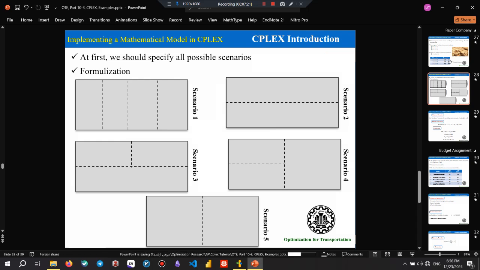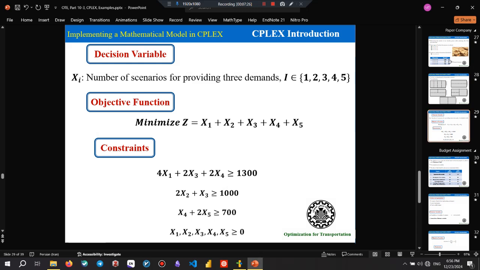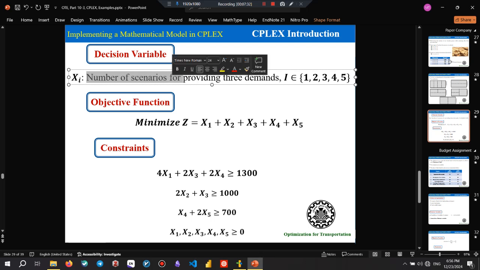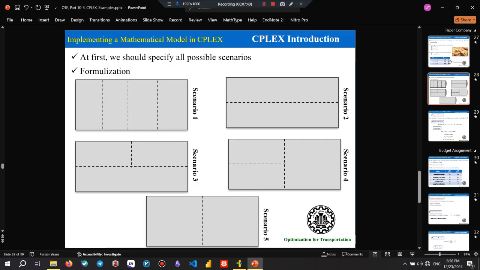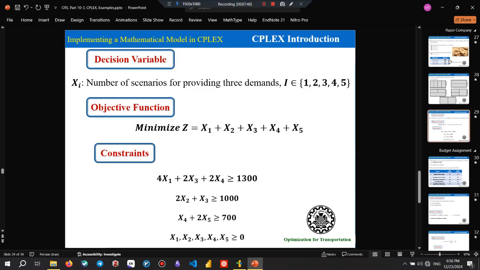These are five scenarios. We are going to jump on the decision variable. So we have the decision variable which should specify the number of scenarios that are providing the three demands, and the objective function, as we discussed earlier, is to minimize the number of raw lumber pieces. So the objective is to minimize the number of raw lumber pieces, and xi means number of scenarios. Okay, what are the constraints?